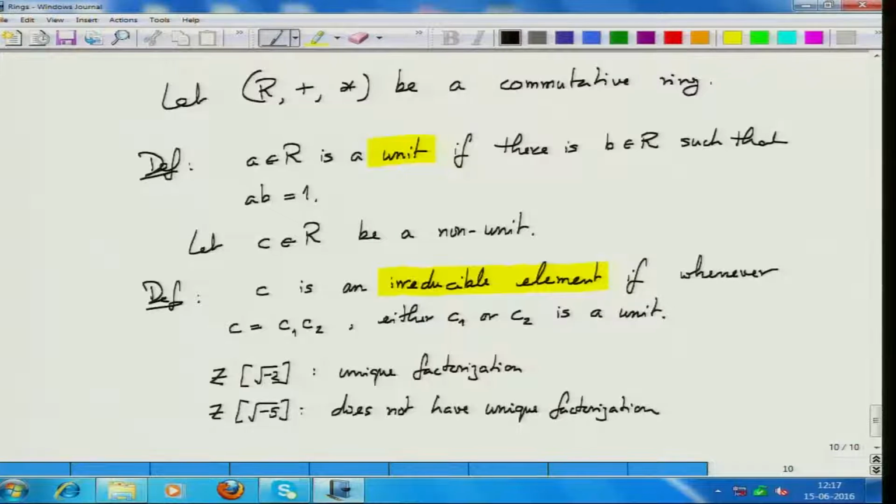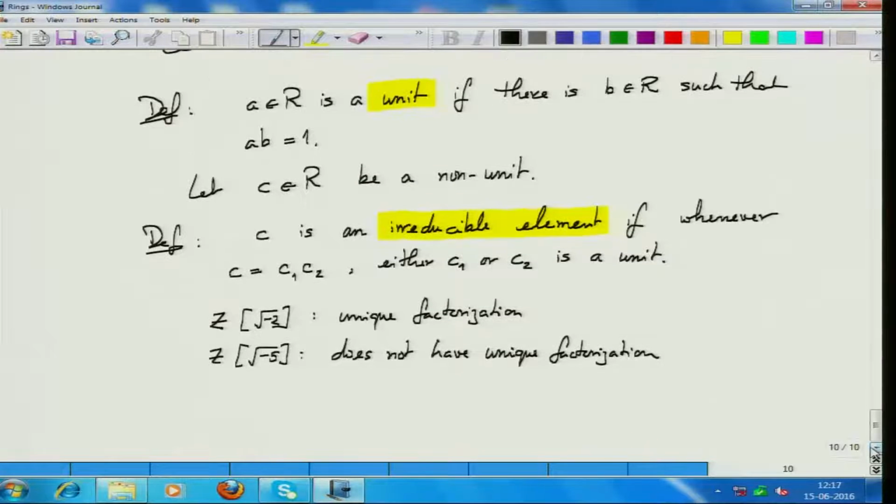Okay. And the target remains the same. How do we restore or bring in that unique factorization property in all of these rings, and more, not just these rings?